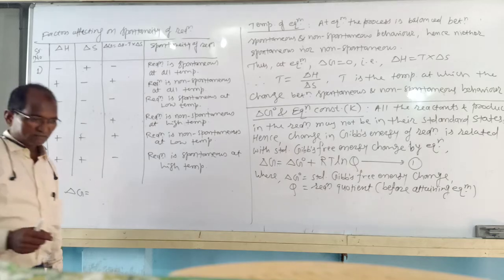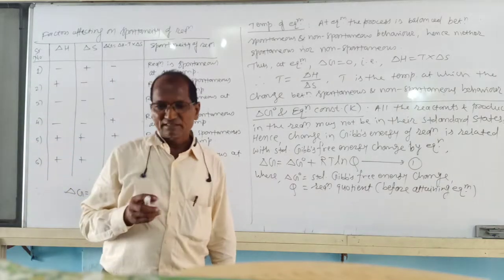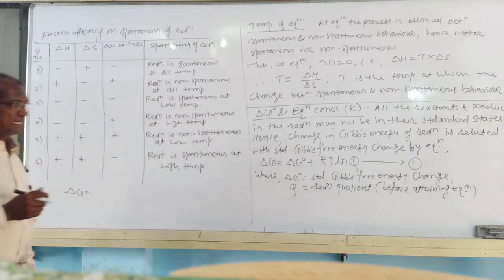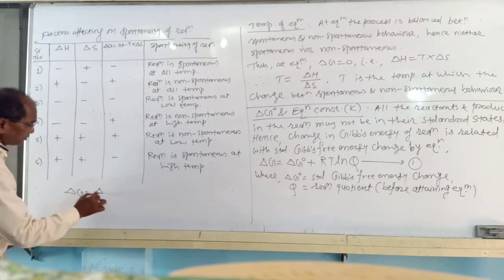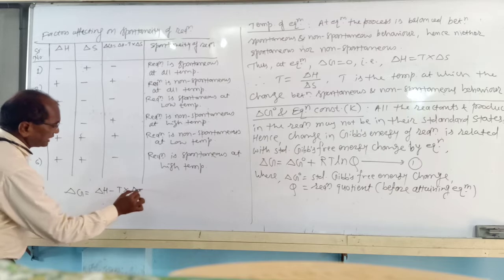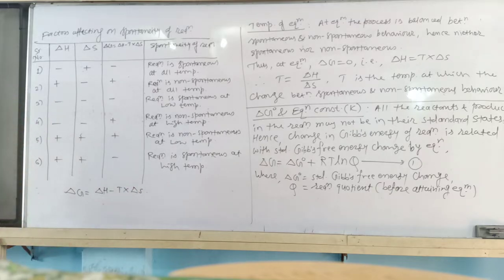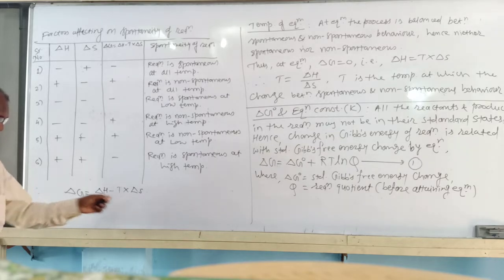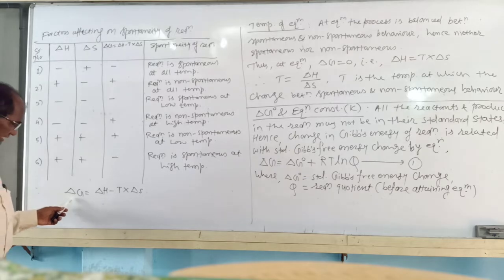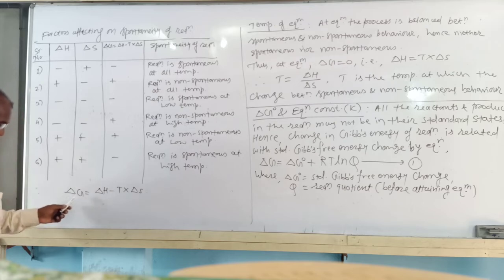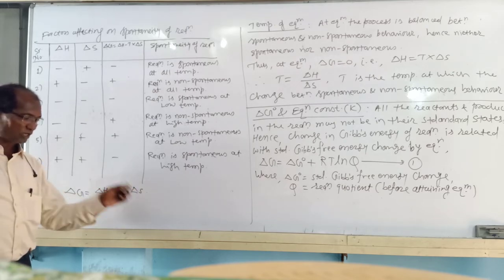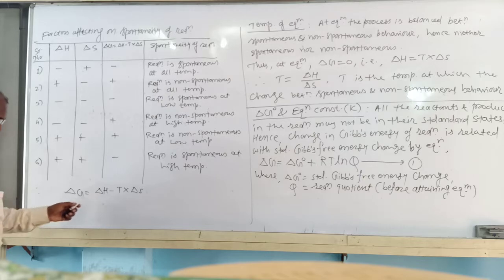Hello. Good morning, students. In the last period, we saw the Gibbs free energy equation. That is, ΔG = ΔH − TΔS. In this equation, the Gibbs free energy change ΔG depends upon ΔH and ΔS. If the value of ΔG is negative, the reaction is spontaneous. If the value of ΔG is positive, the reaction is non-spontaneous. And if ΔG is equal to 0, the reaction is at equilibrium.